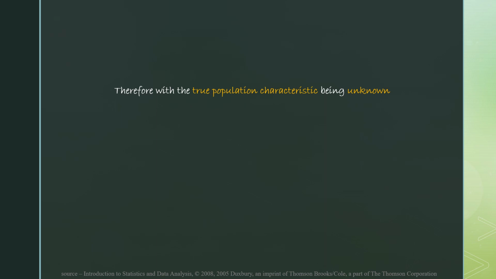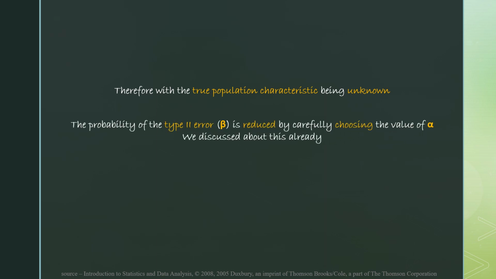Therefore, with the true population characteristic being unknown, the probability of the type 2 error, that is beta, is reduced by carefully choosing the value of alpha. We discussed this already. Additionally, a possible increase in the sample size can help reduce beta.